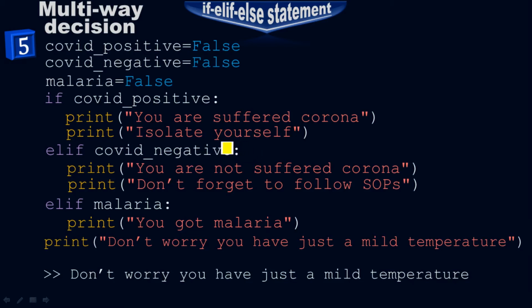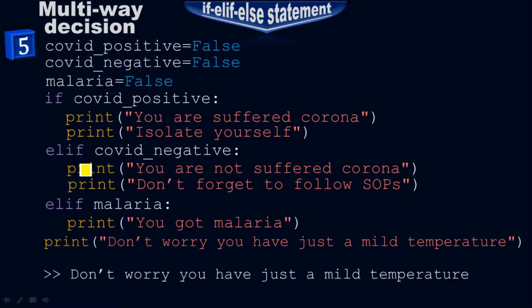So the program again will ignore this whole thing, and it will jump to the third option, to the last option, which is elif malaria. Now if malaria is true, then you will take the print of you got malaria in the last option. But look at here, it is also false, because remember, malaria equals false. So it doesn't satisfy the third condition as well. All the three conditions are false.